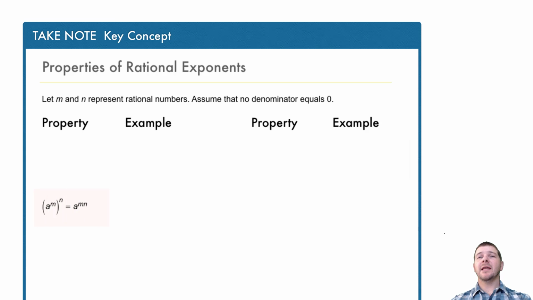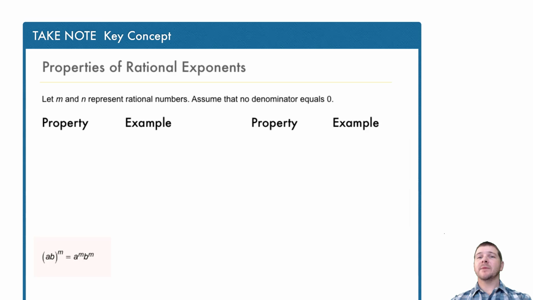Next, a to the m power raised to the nth power equals a to the m times n power. For example, 5 to the 1/2 power to the 4th power is 5 to the 1/2 times 4 power. That's 5 squared, or 25.